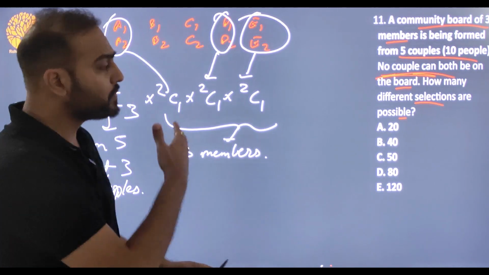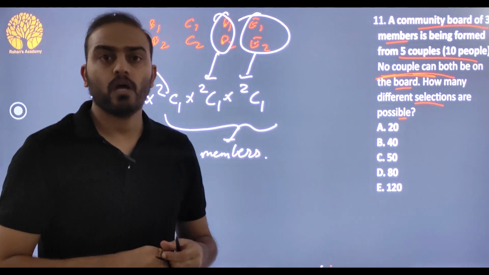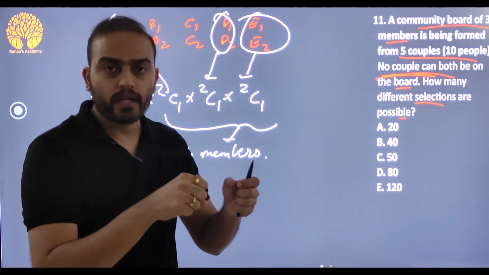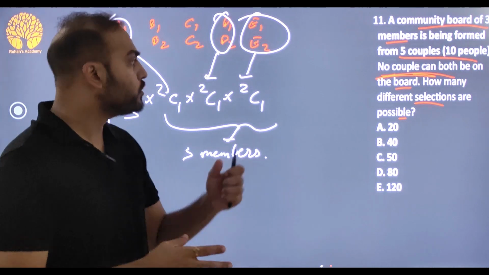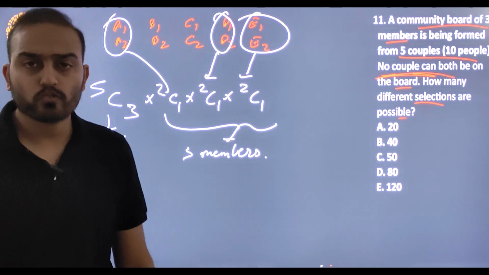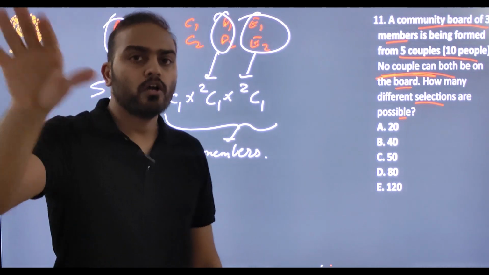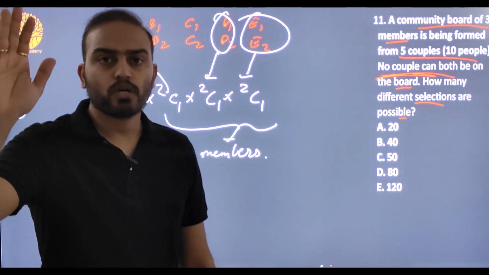Imagine the same thing here. You are the person who's supposed to select. There are 5 couples in front of you. Instead of randomly picking, how will you do it? How will you pick 3 members? Couple can't come together. So what do we do? From 5, I first select 3 couples. I send the other 2 couples home.